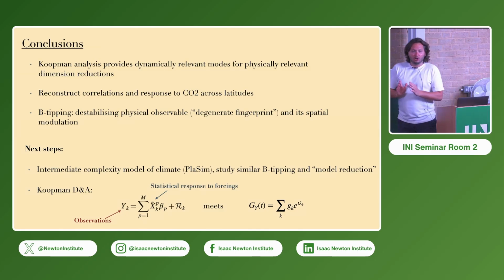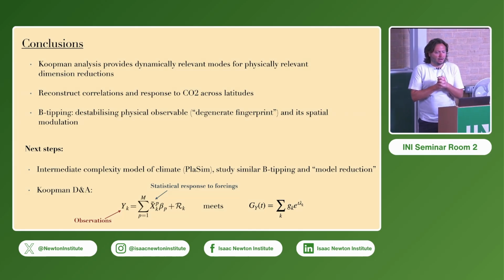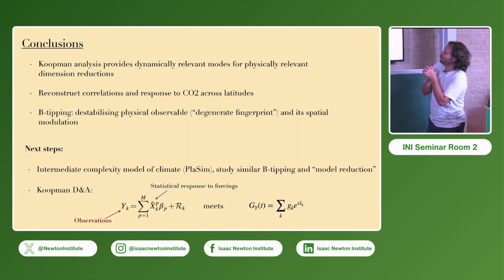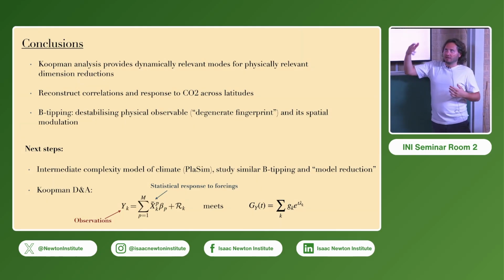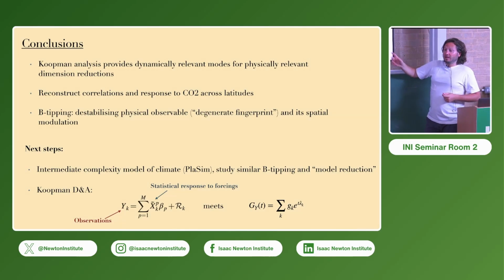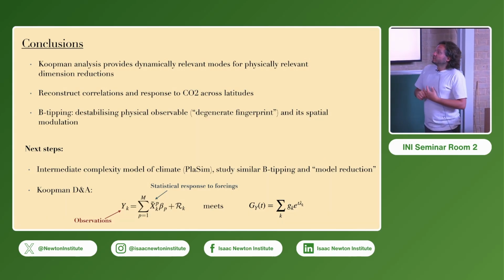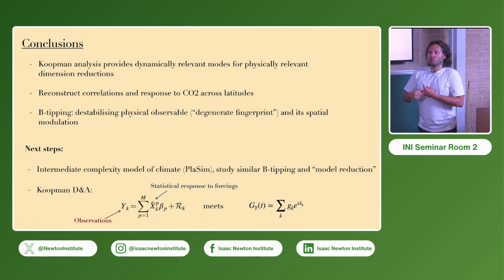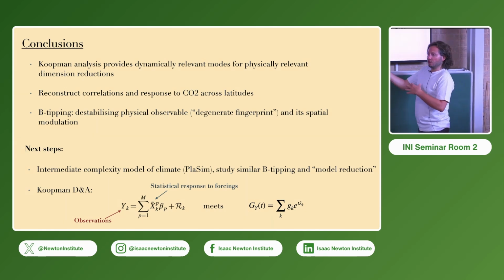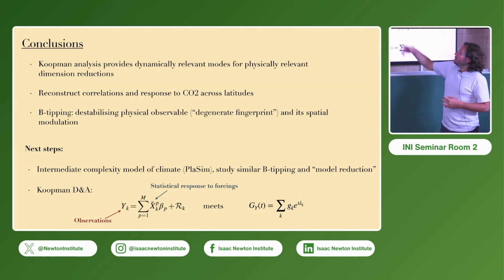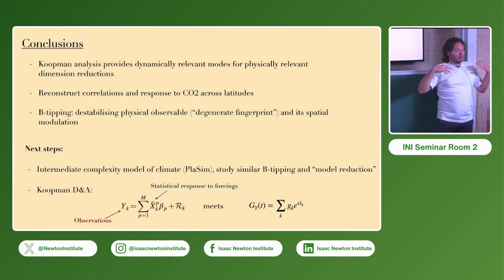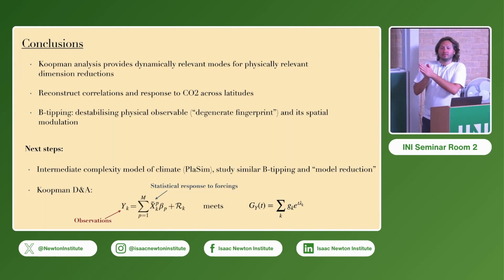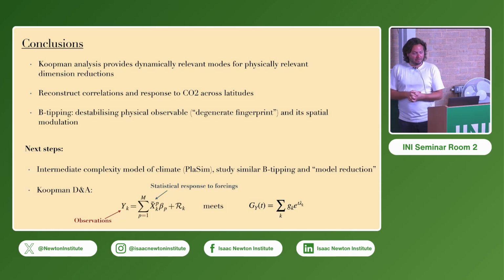And I've reached my conclusions here. I tried to show you that this Koopman analysis provides dynamically relevant modes, eigenfunctions and Koopman modes, for this model. They're useful for dimension reduction because this analysis justifies why people have chosen those observables, global average temperature and delta T. It does help you reconstruct correlation functions and the response to CO2 forcing. And it also clarifies how to choose the best physical observable for some kind of tipping behavior.